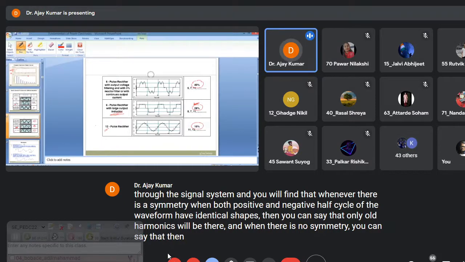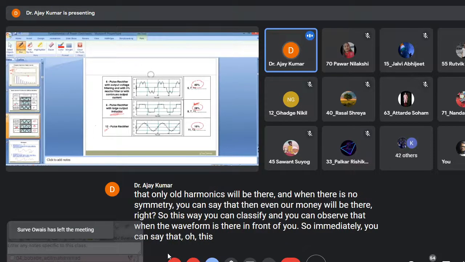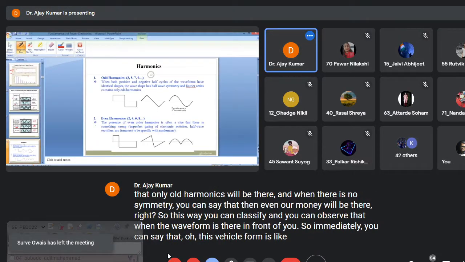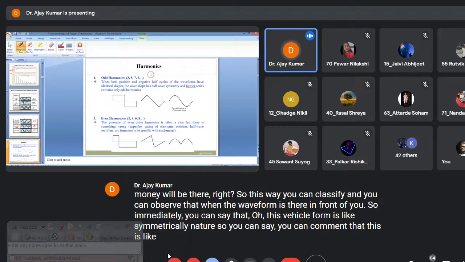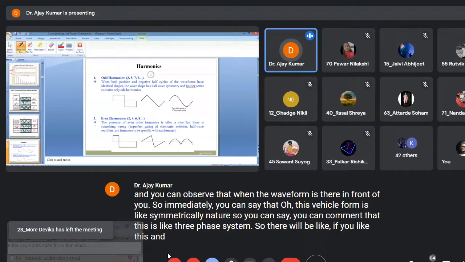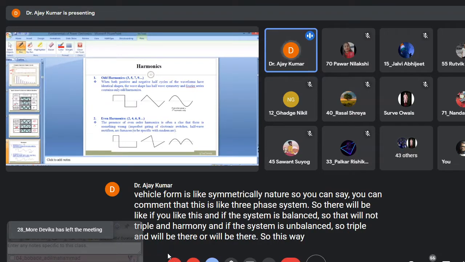So this way you can classify, and when the waveform is in front of you, immediately you can say that this waveform is symmetrical in nature. So you can comment that this is a 3-phase system, so there will be 5th harmonic, 7th harmonic like this. And if the system is balanced, there will be no triplen harmonics. And if the system is unbalanced, triplen will be there, odd will be there. So this way you can classify the harmonics, and triplen harmonics, sources of the harmonics, everything. You can go through the harmonics, right?